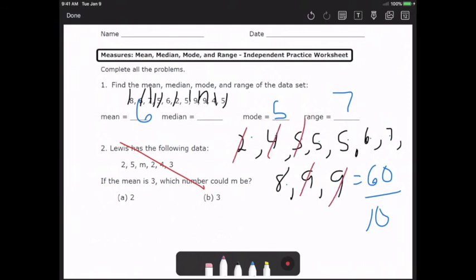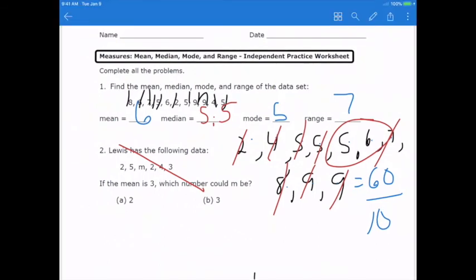The median number, let's karate chop. Remember, you go from first and then last and so forth. And then I have 5, 6. So remember, if it's 5 and 6, you add 5 plus 6, divide by 2. So I get 5.5 is my median number. All right, let's move on.